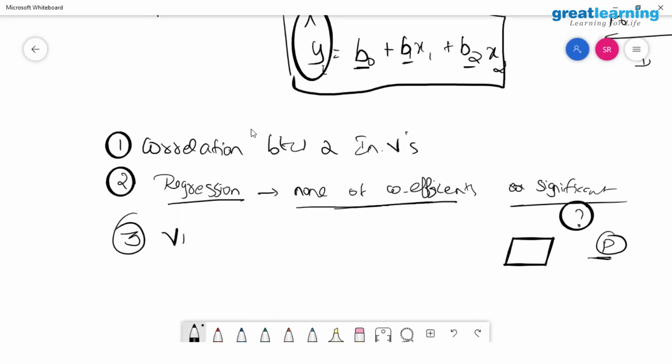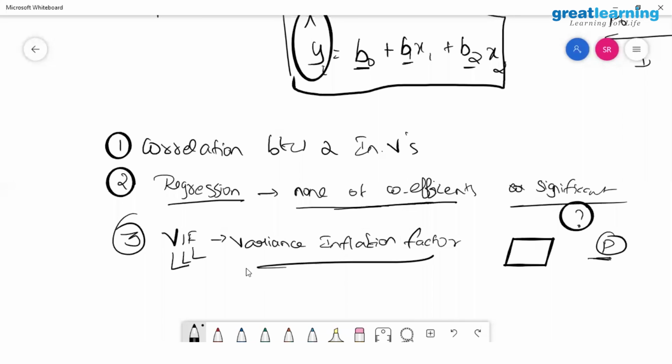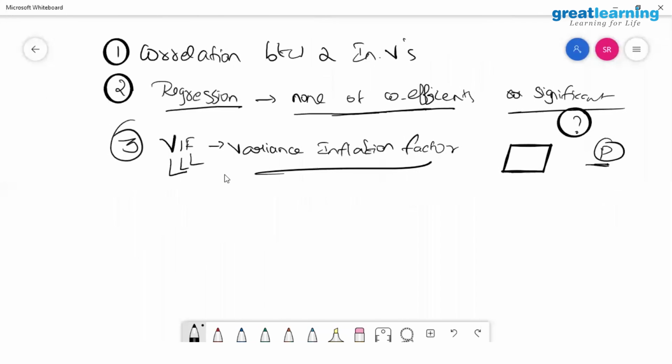Next, one more important concept is VIF, variance inflation factor. It's not part of the scope of this session. Probably in the next session we'll be discussing what VIF is. But roughly I'll tell you what VIF is. VIF is given by the formula 1 divided by 1 minus R squared. What is R squared? It is the coefficient of determination.